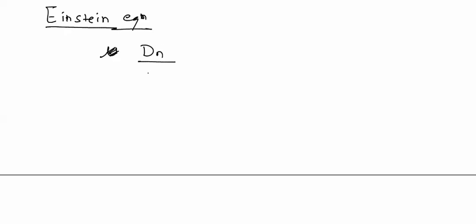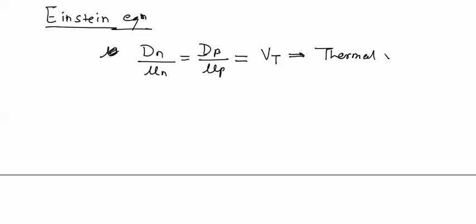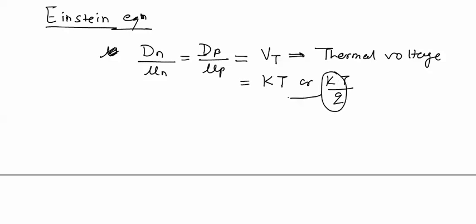Last one, a small topic, is the Einstein equation. Questions have been asked on Einstein's equation nearly 3-4 times. Einstein's equation states that the ratio of diffusion constant of electron to mobility of electron is equal to the diffusion constant of hole divided by mobility of hole, and these two ratios are equal to Vt, where Vt is called the thermal voltage. This thermal voltage is written as kT, or sometimes as kT by q.